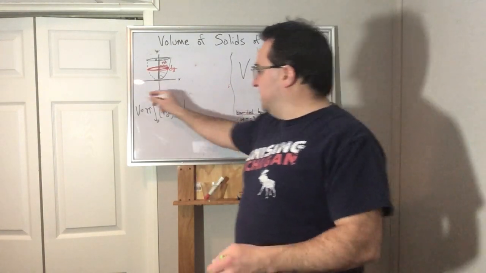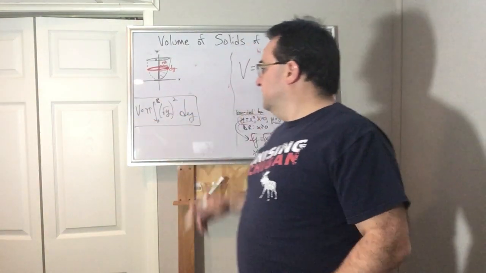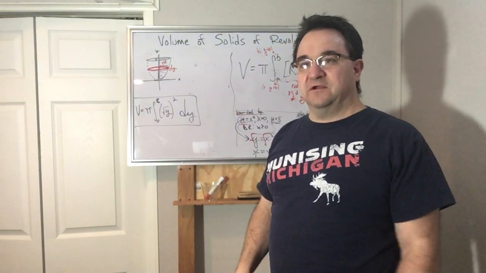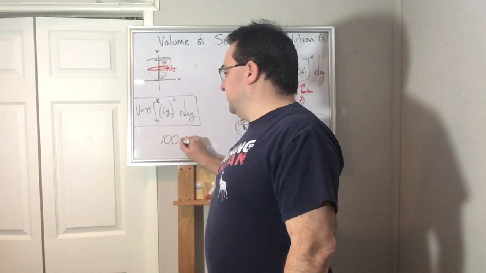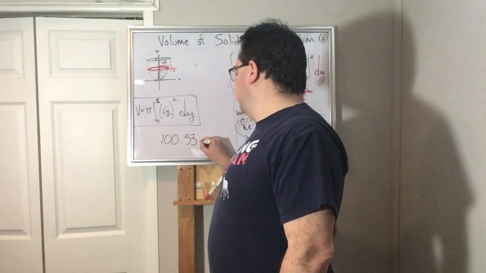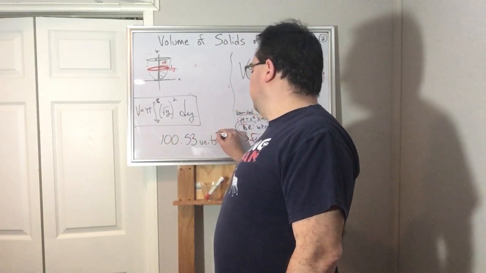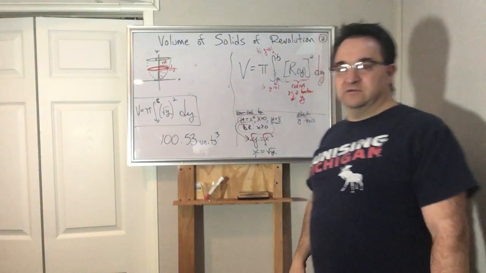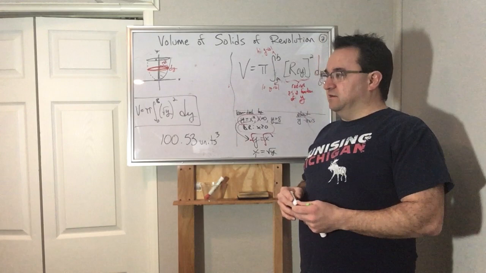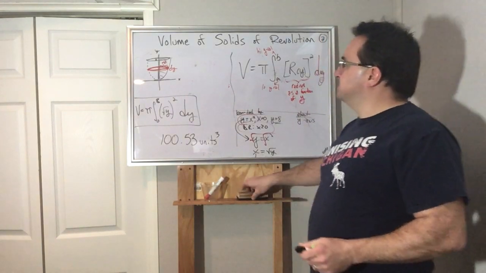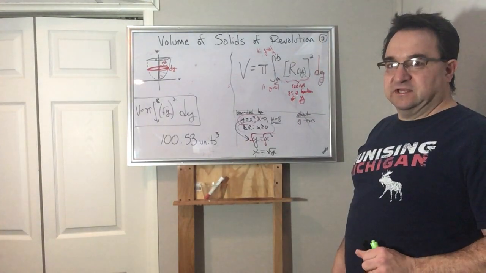So now, this is the hard part. The easy part should be to just put that in our calculator. I already did that, and if I punched it in right, I got 100.53 units cubed, and it'd be cubed because it's a volume problem. All right, we're going to knock out one more example, and then I'll let you play with these.